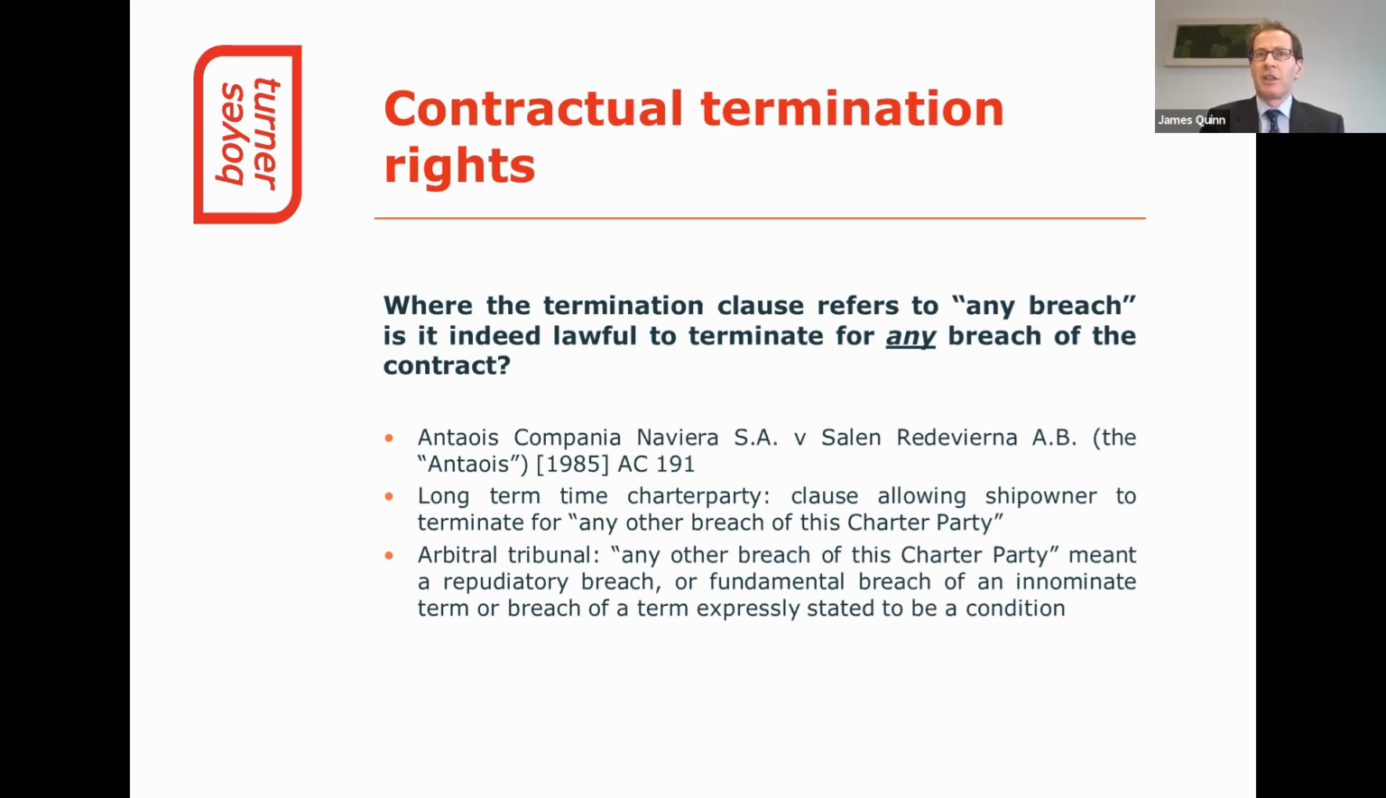First, in the Antineus, an arbitration tribunal was determining claims between ship owners and charterers under a 3-year time charter party for the use of the vessel, the Antineus. The withdrawal provision of the charter party allowed the ship owner to withdraw the vessel from hire and effectively bring the charter party to an end for any other breach of this charter party. The arbitrators found that any other breach of this charter party meant a repudiatory breach or a fundamental breach of an innominate term or breach of condition, and not just any breach.